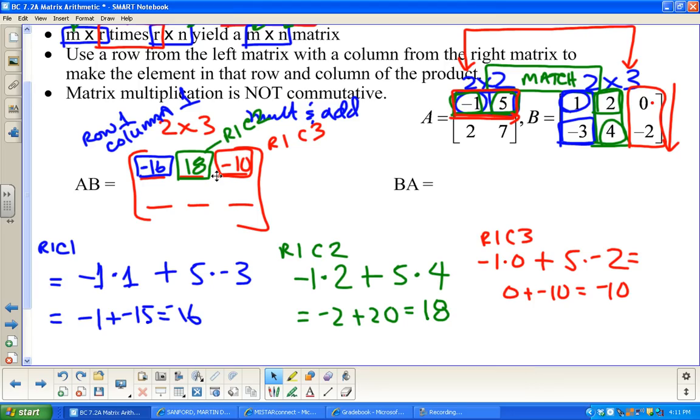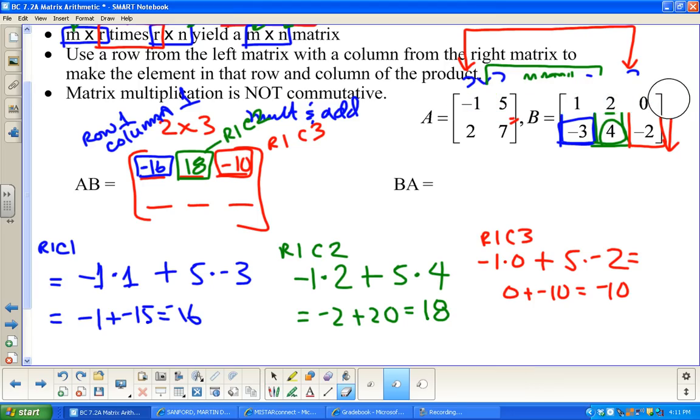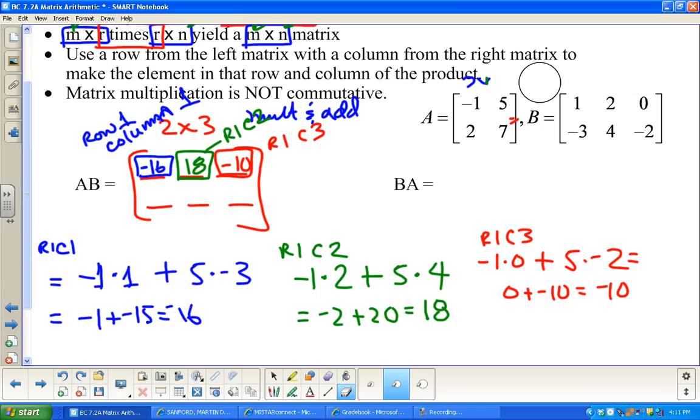Now I'm going to do a little bit of erasing here because this is getting messy, and I need you to be able to follow what's going on. I'm going to erase all of this as well.